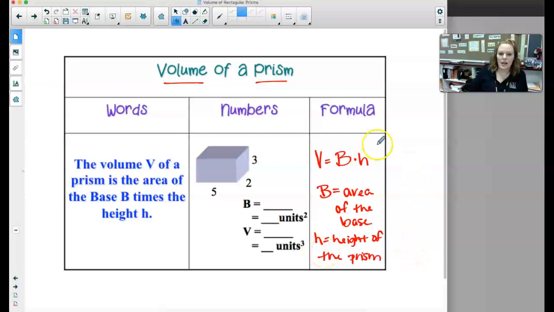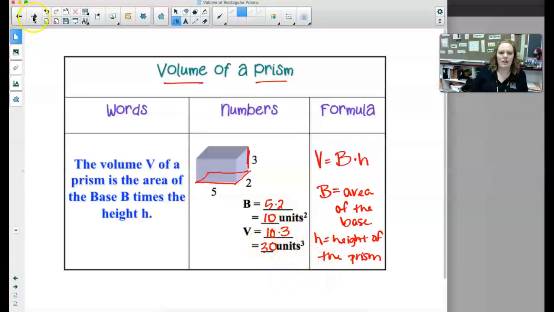Okay, so when I am trying to find volume, I like to outline the base, and in this case, because every side's a rectangle, I'm going to call this right here the base. So I need to find the area of that, so it's 5 times 2, which is 10. That's our capital B, and then I have to do 10 times the height of the prism, which is 3. 10 times 3 is 30 units cubed.